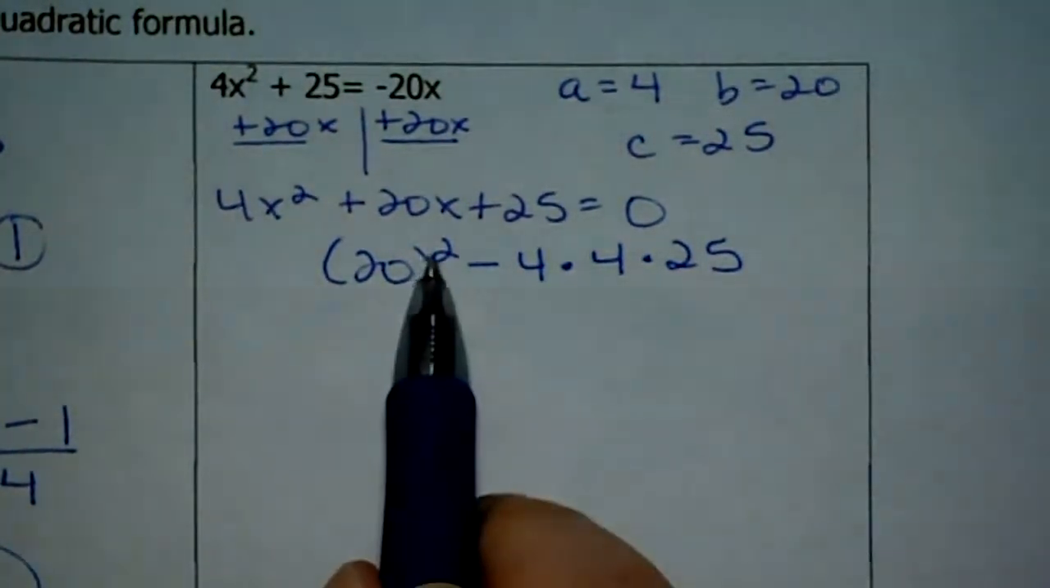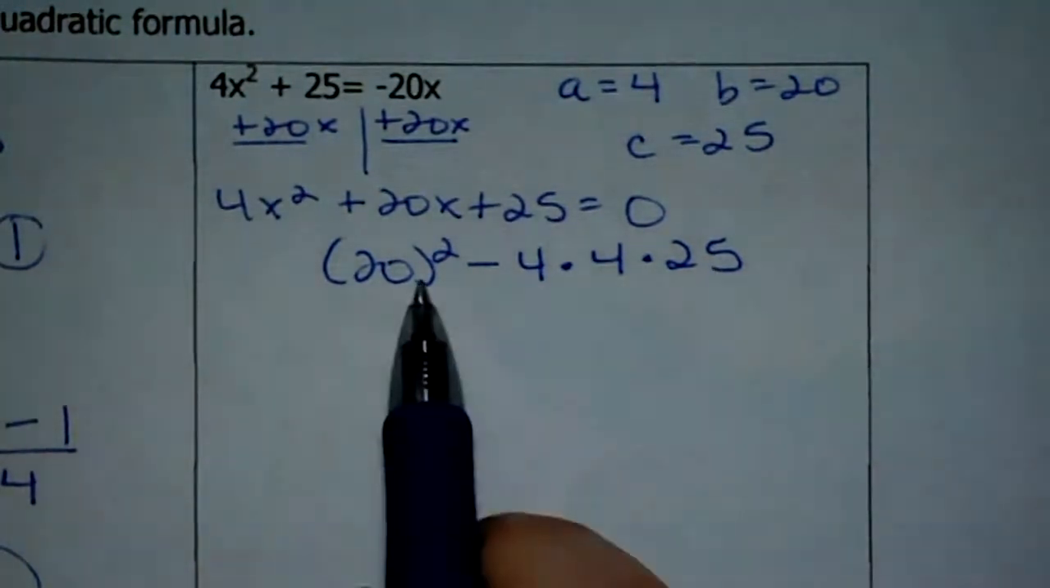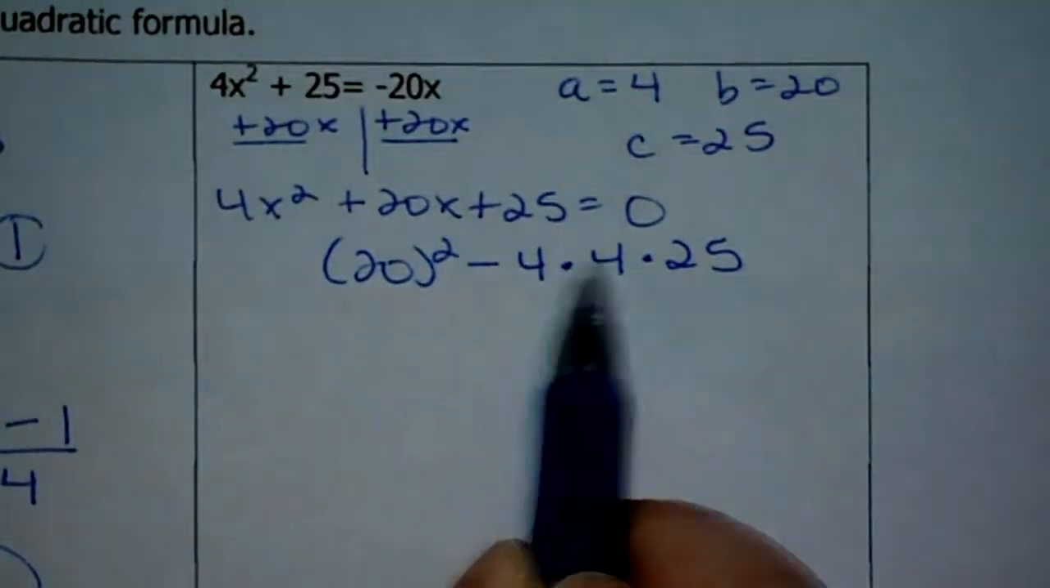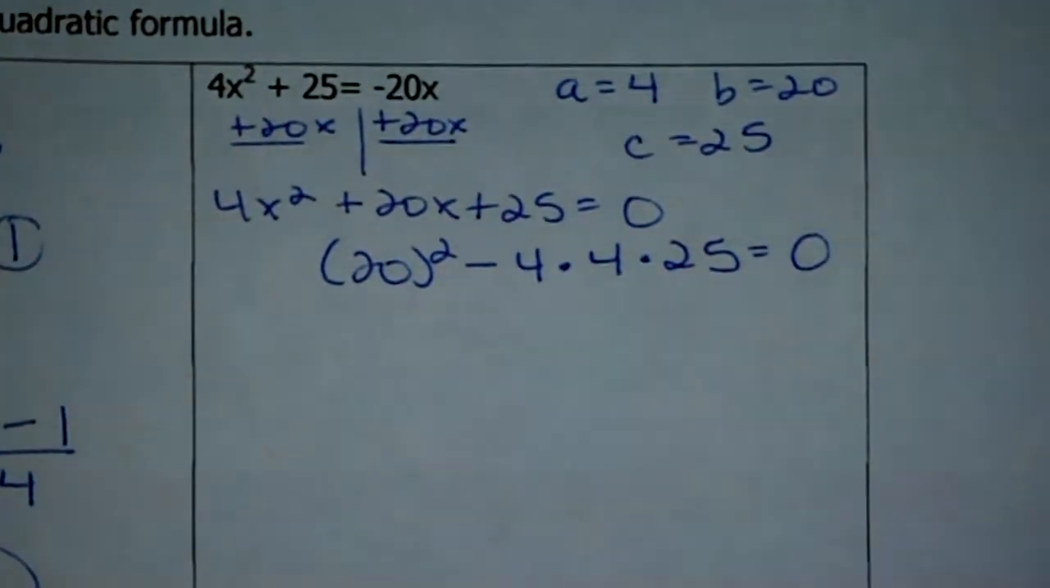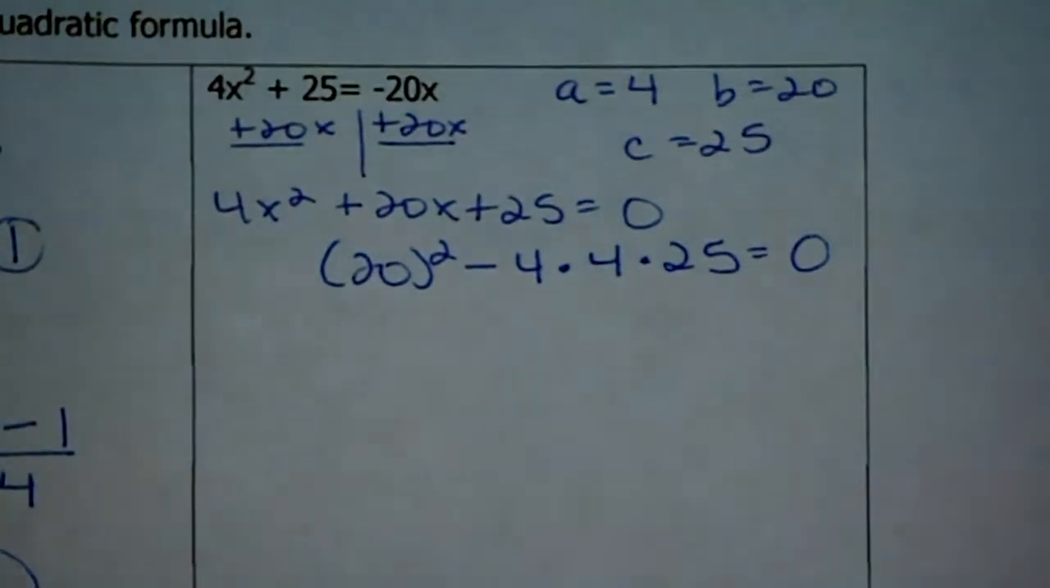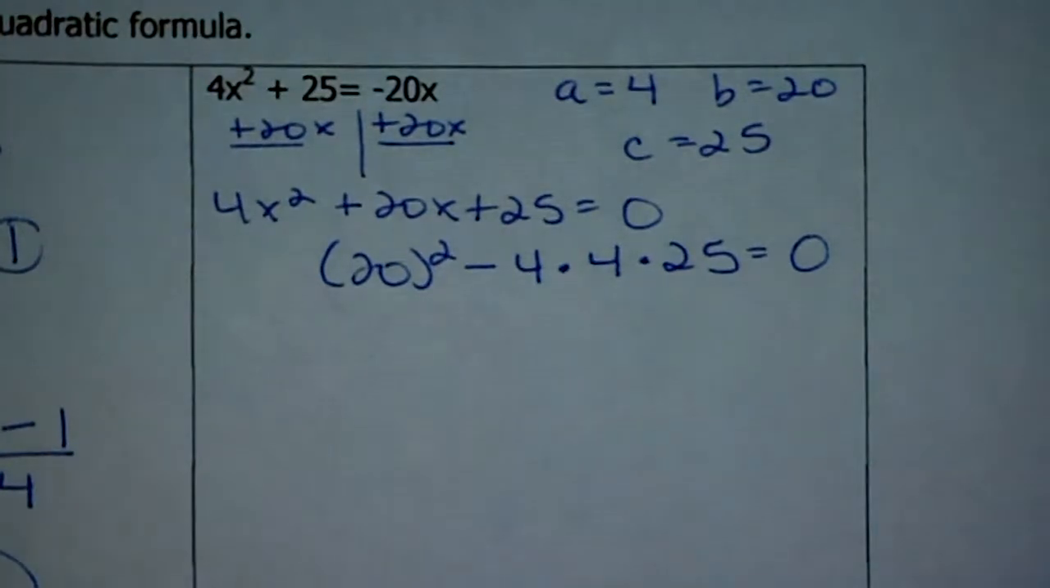When you take 20 squared minus 4 times 4 times 25, it gives you nothing. We get 0. That doesn't mean that there are 0 solutions. It means that there's one solution, right? Because when you take the square root of 0, there's not a positive or negative version of it. So after you found your discriminant, we're now going to put it into the quadratic formula.